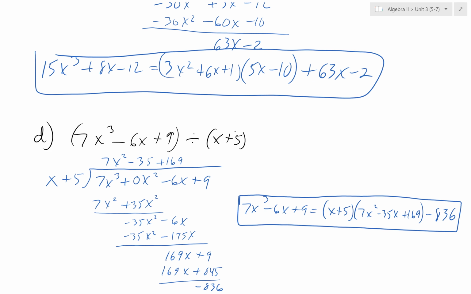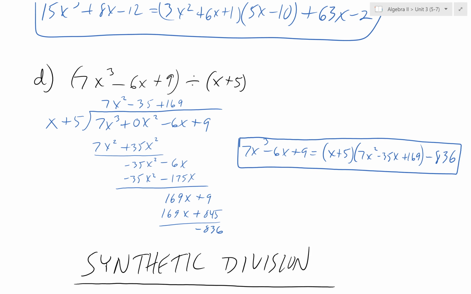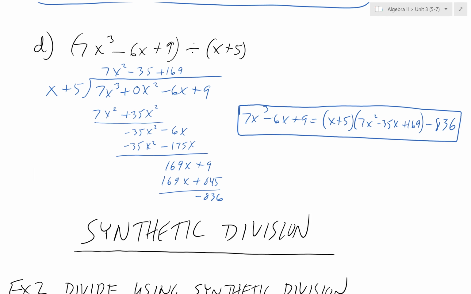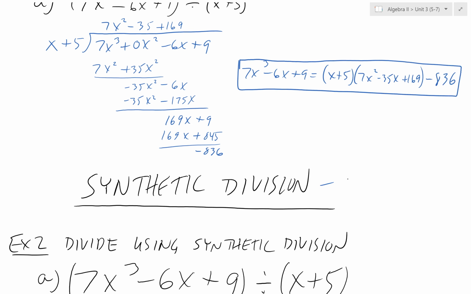We were dividing by just a binomial, x plus 5, and also in the first problem we were dividing by a binomial. When you're dividing by something of the form x minus a, we can do something called synthetic division, which is kind of a shortened process. It doesn't work for all polynomial division, only when we're dividing by something of the form x minus a. So synthetic division is used when dividing by x minus a.